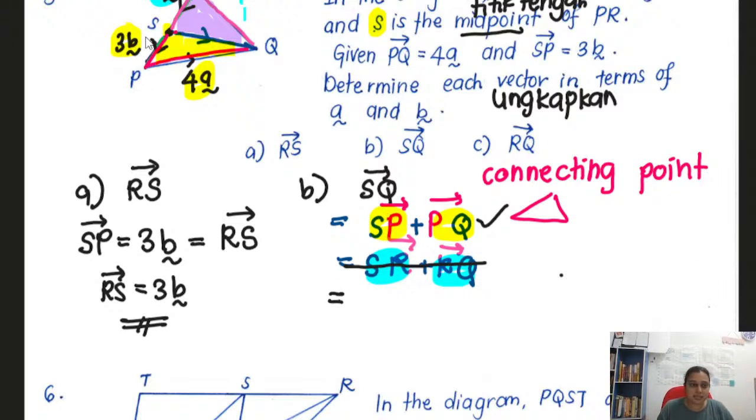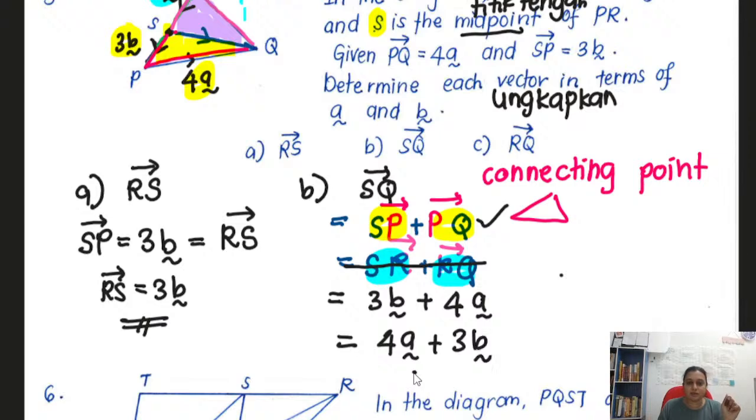So, SP is 3B. PQ ialah 4A. Vector 4A. And selalunya, the final answer, ni tak boleh tambah. So, cannot plus kan? Sebab ini B, ini A. So, the A you write in front, tulis dekat depan. B tulis belakang. You can ask, kenapa teacher? Sebab just nak jadikan jawapan dia cantik. You just want to make the answer look nice.